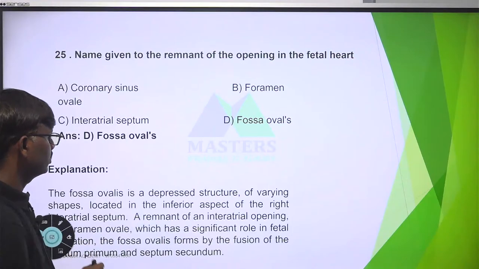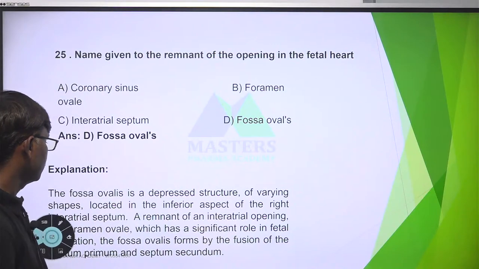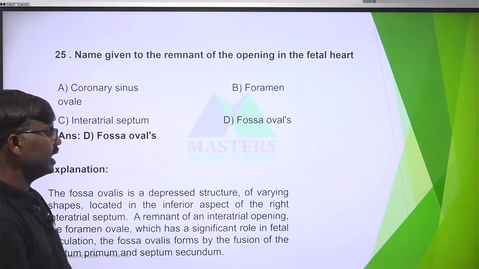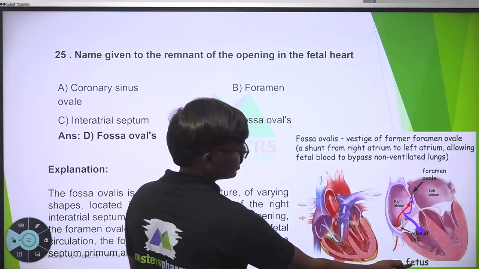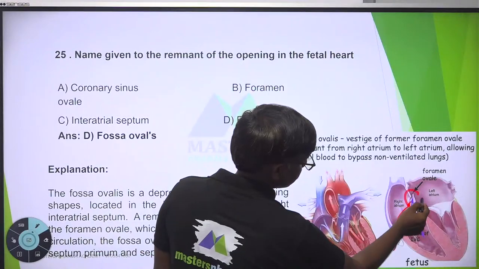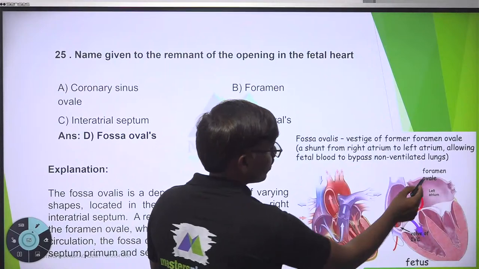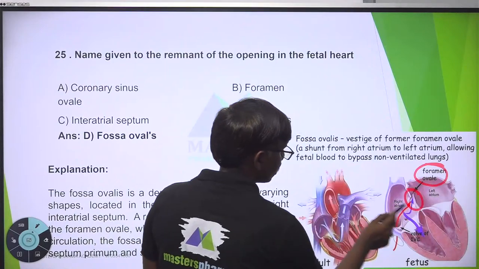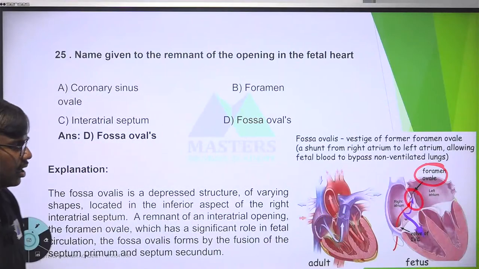It is a depressed structure of varying shapes located in the inferior aspect of the right interatrial septum. So this is the adult heart, and this is a hole. There is a depression present in infants that is called foramen ovale. This is not present in the adult heart, it is only present in children's hearts.